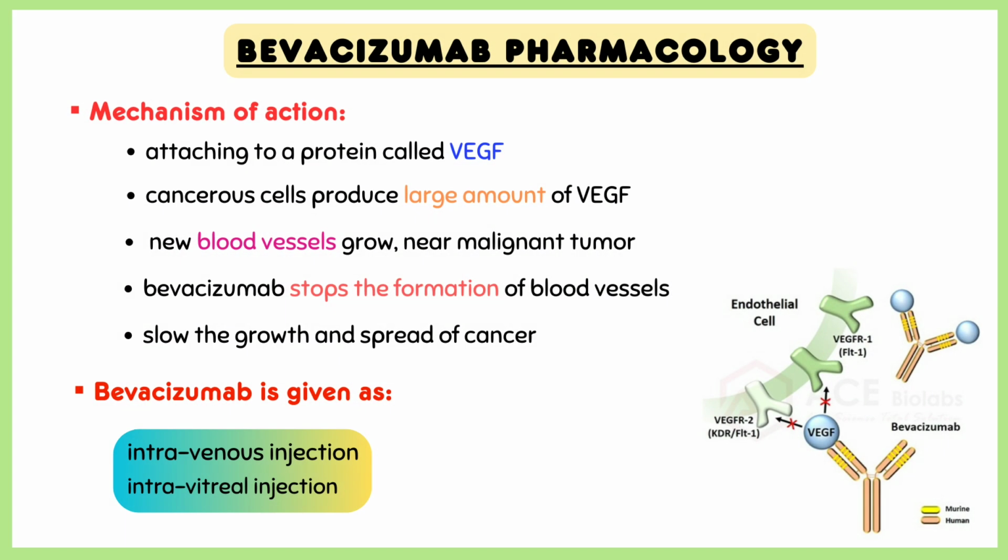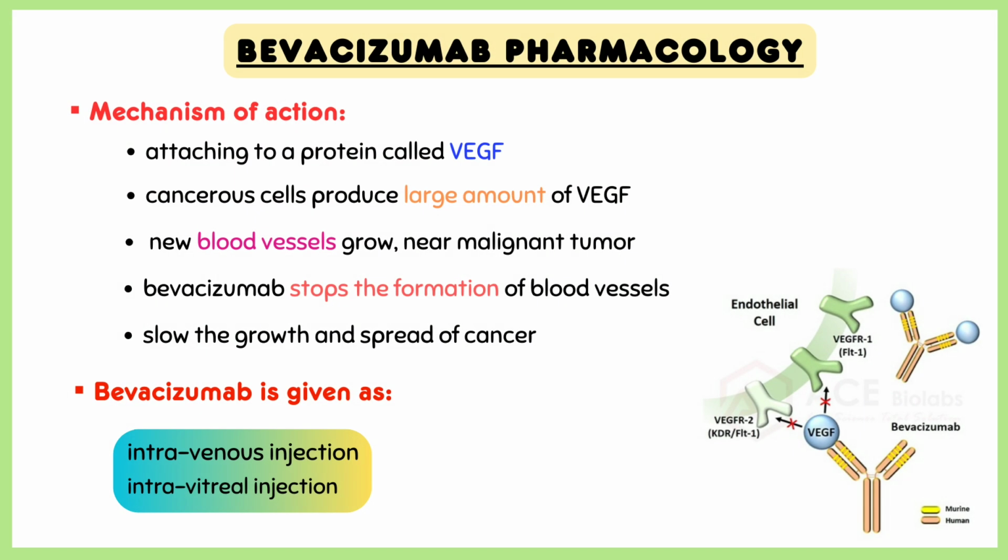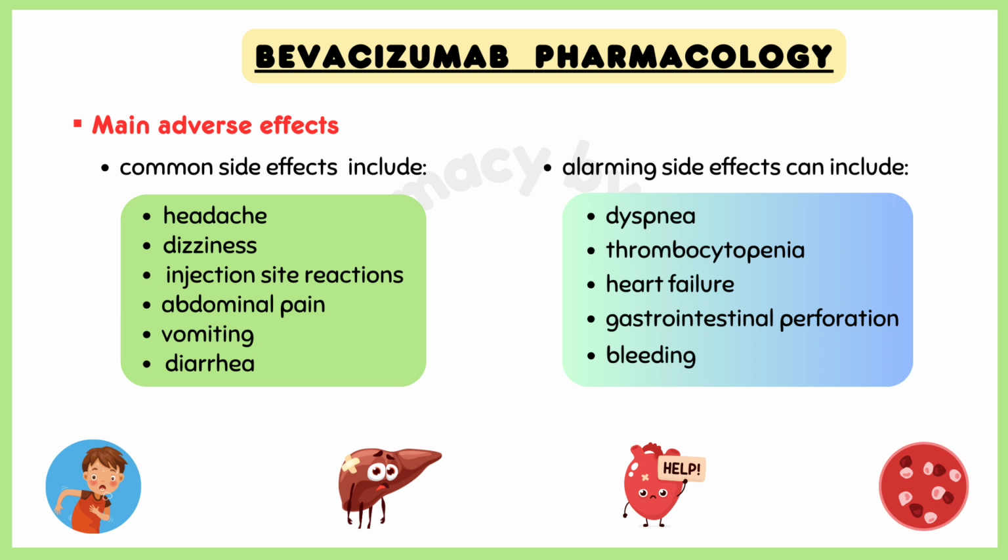Bevacizumab also stops the formation of blood vessels that bring oxygen and nutrients to tumors, to slow the growth and spread of cancer. Bevacizumab is given as intravenous and intravitreal injection, that is injected directly into the vitreous cavity of the eye. Common side effects include headaches, dizziness, injection site reactions, abdominal pain, nausea, vomiting, and diarrhea.